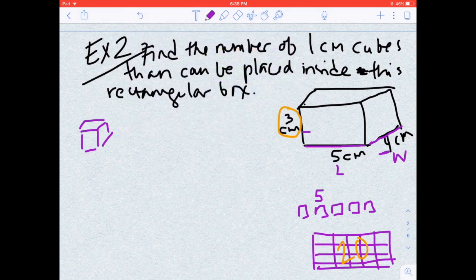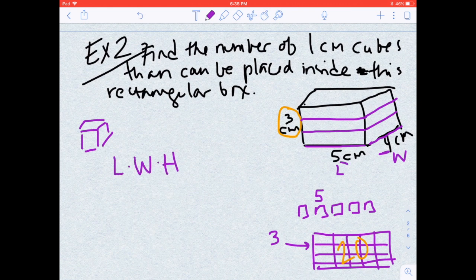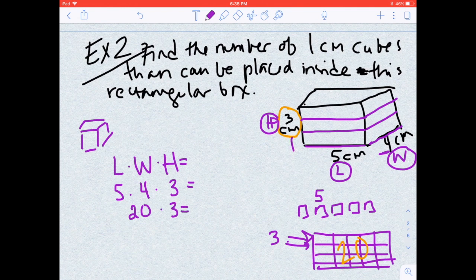But I need to worry about this 3 centimeters here, right? 3 centimeters means that there is really 3 rows of this that way. So really I have this 20 3 times. So I can think about this as my length times my width times my height. Here's my length, here's my width, here's my height. And I can plug in here, and that's going to give me 5 times 4 times 3. This is my original 20 at the bottom of my base, and I multiply it 3 times because it's like saying I have 3 rows of that with the 3 centimeters. So I get 60.